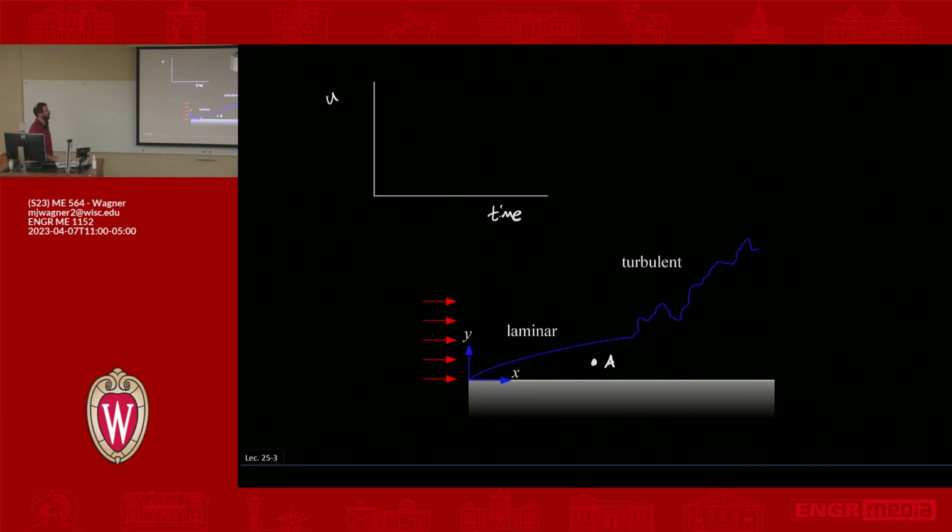If I were to plot the velocity at that position as a function of time, what would I see? Well, it would just be whatever the velocity is at that position, constant, right? That velocity is not changing as a function of time, which is uninteresting.